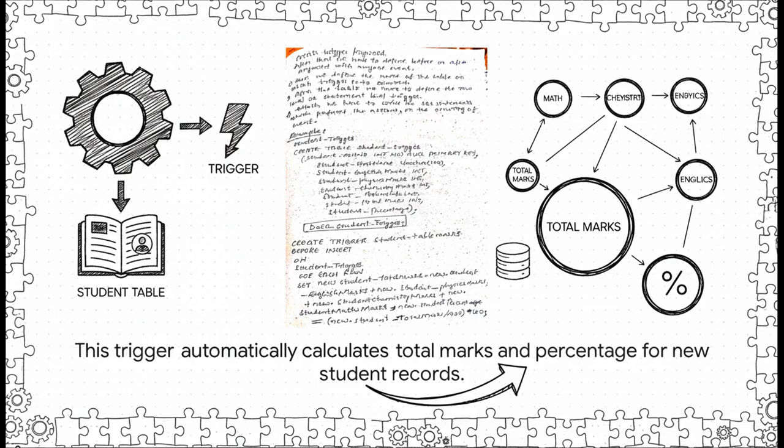Now check out this brilliant real-world example. If you follow the code, you'll see we're creating a trigger on a student table. This trigger is designed to run before any new student record is inserted. And what does it do? Its one job is to automatically calculate the total marks and the percentage based on the individual subject marks that were just entered. This is amazing, because it guarantees the calculations are always correct and it saves a ton of manual effort. It's automation at its absolute best.